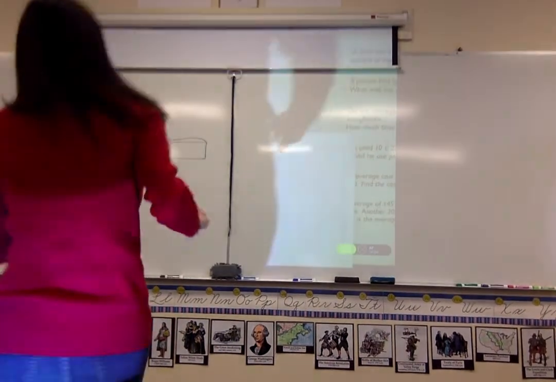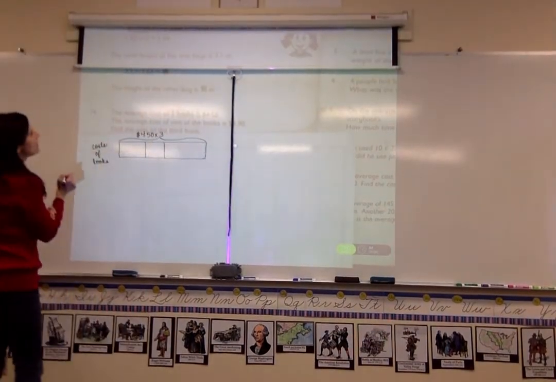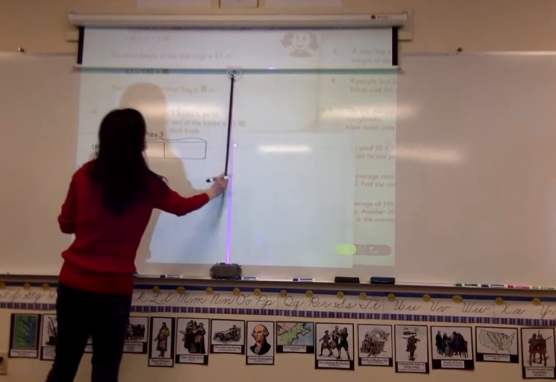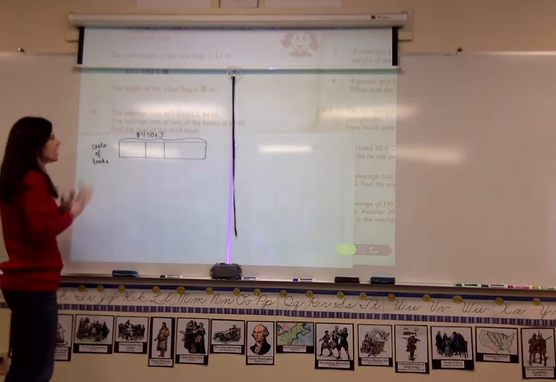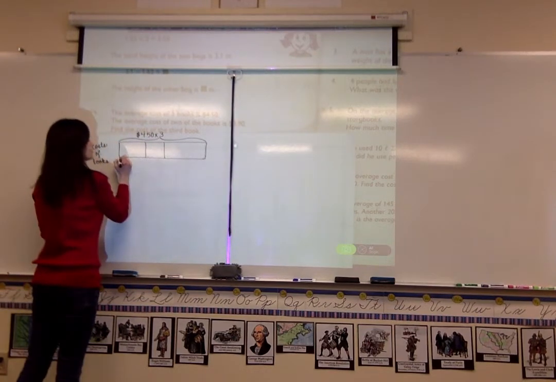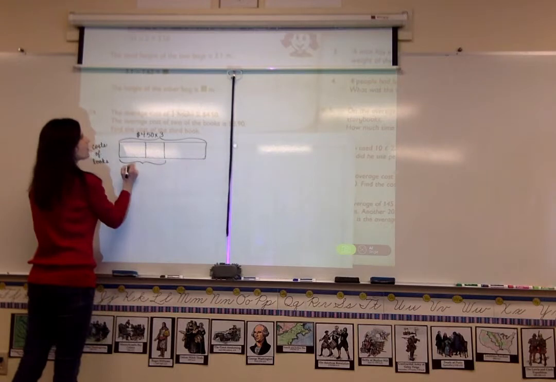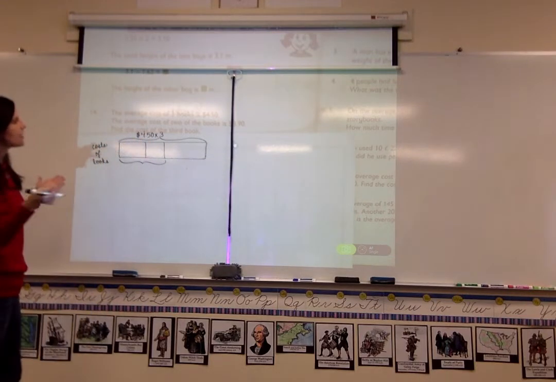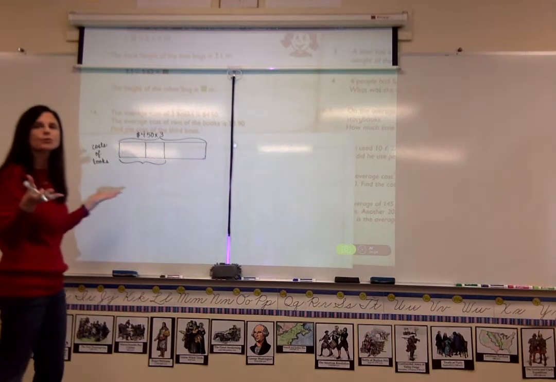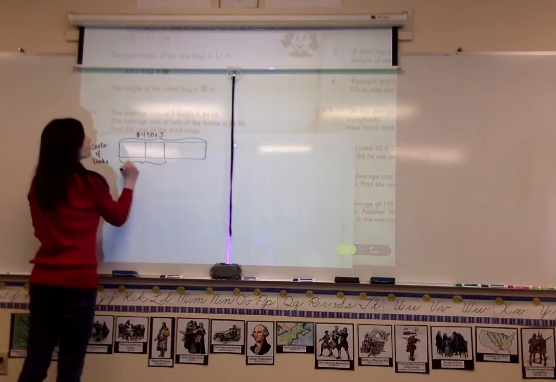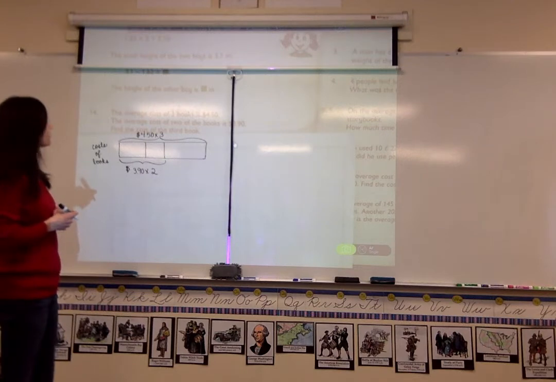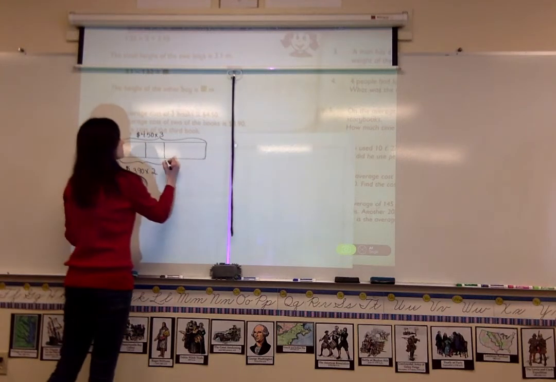Okay, what else are we given? We are also given that the average cost of 2 of the books is $3.90. So it doesn't matter which 2 you choose. Let's just choose the first 2. We know that the average cost of those 2 books is $3.90, which again gives us the clue to the total. So the total for those 2 books would be $3.90 times 2. And then we're being asked to find the cost of the 3rd book.